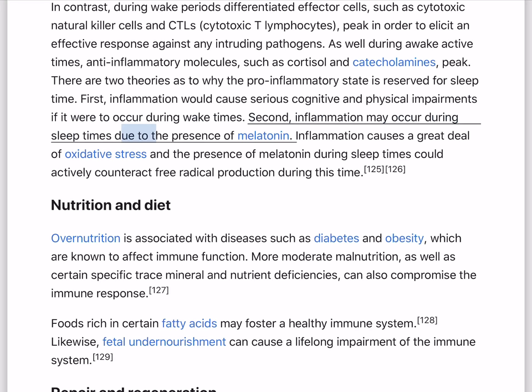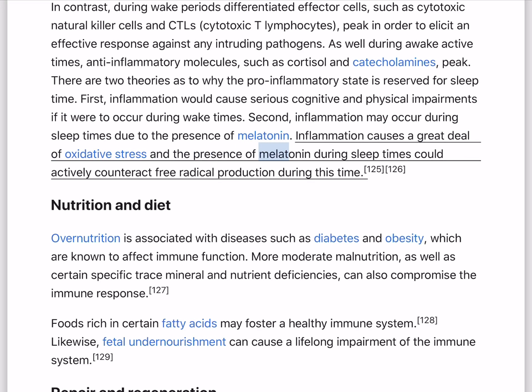Second, inflammation may occur during sleep times due to the presence of melatonin. Inflammation causes a great deal of oxidative stress, and the presence of melatonin during sleep times could actively counteract free radical production during this time.